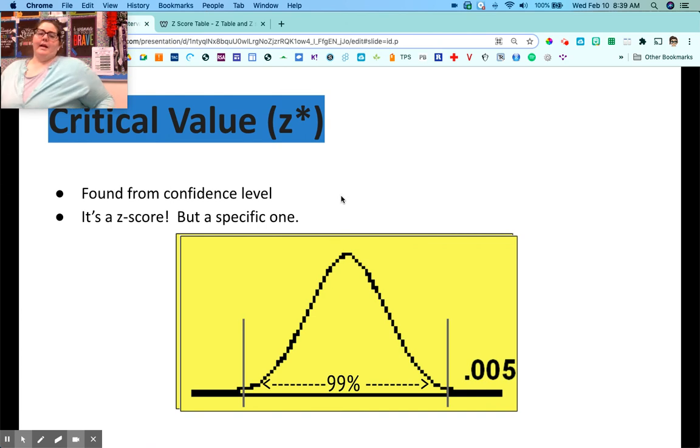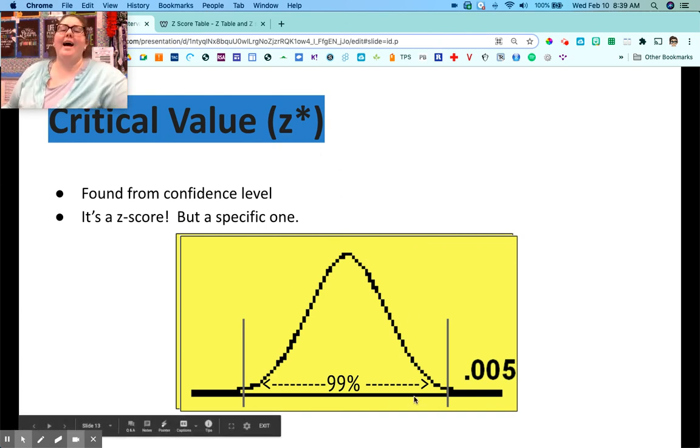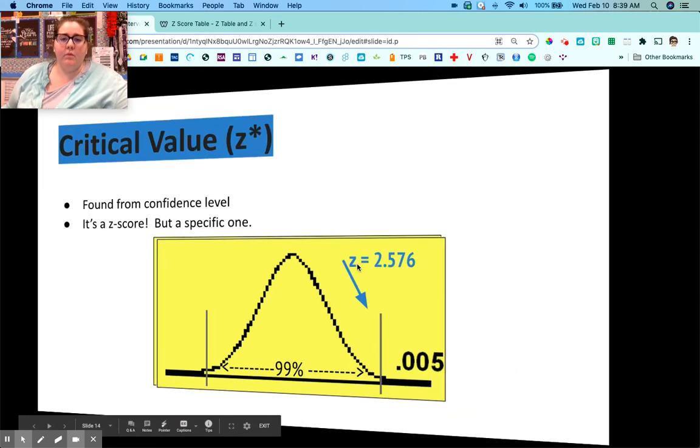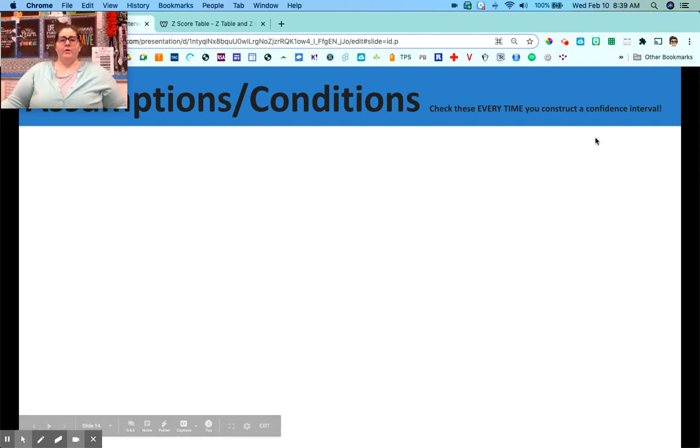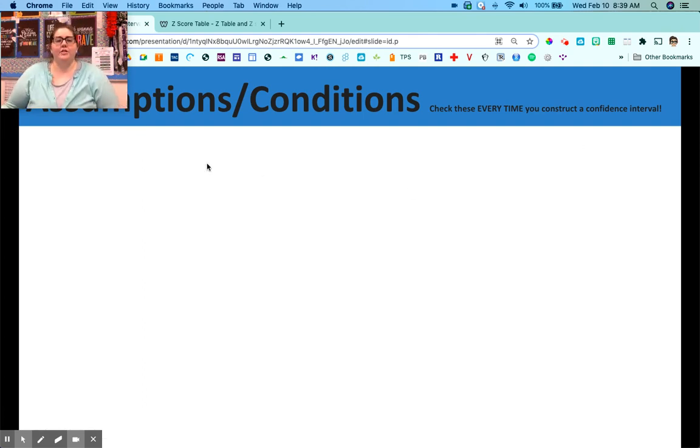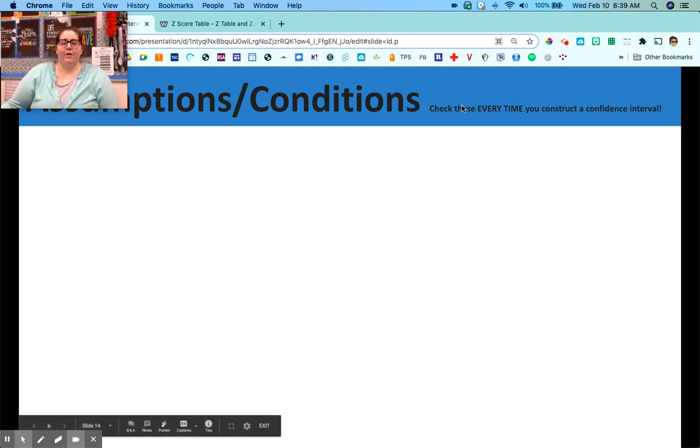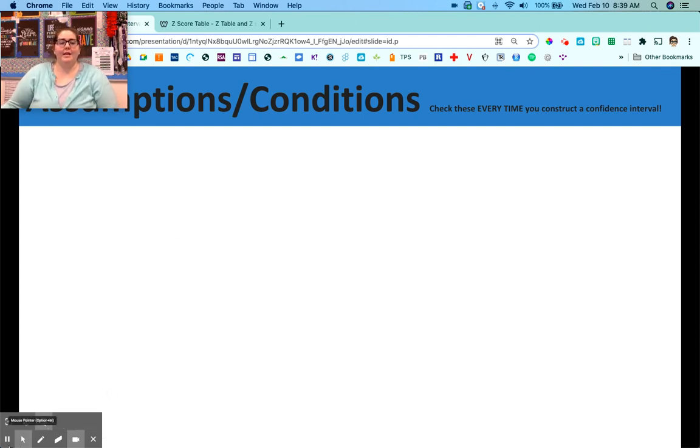So that is how we find what z-star to use based on how confident we want our interval to be. All right, we're going to put it all together and talk about assumptions and conditions and then do an example problem. I'm going to put that in a separate video. This video was more an introduction of the idea of a confidence interval. We're going to talk about assumptions and conditions, and then how to do a complete confidence interval problem in the next video.